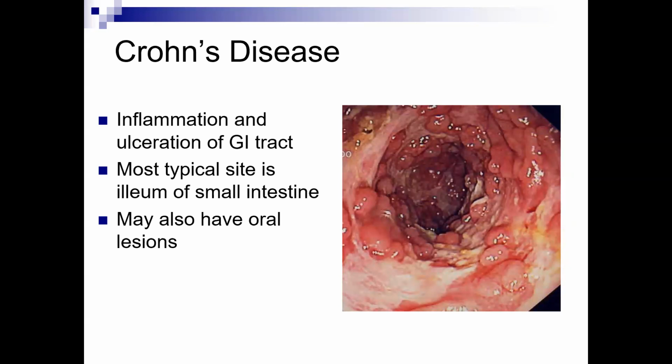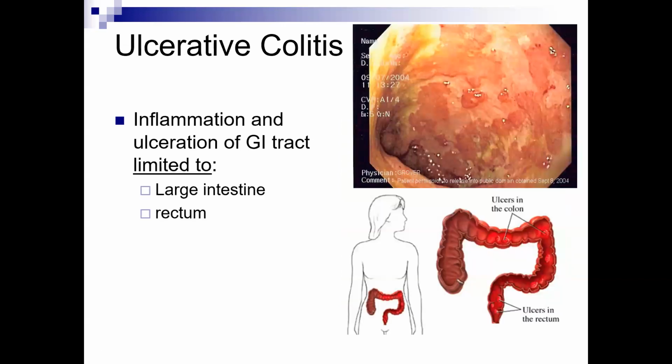We have Crohn's disease, which we've talked about in the past. So the next couple are going to be inflammatory bowel diseases. This is inflammation and ulceration of the GI tract. And remember, it can happen anywhere from the mouth to the anus. But the most typical site is the ileum and the small intestine. But this can also have oral lesions. These pebble or cobblestone-like lesions can also be seen in the mouth. We then have ulcerative colitis, inflammation and ulceration of the GI tract. This is limited only to the large intestine and rectum, and we've already talked about this, so we won't go much into detail.